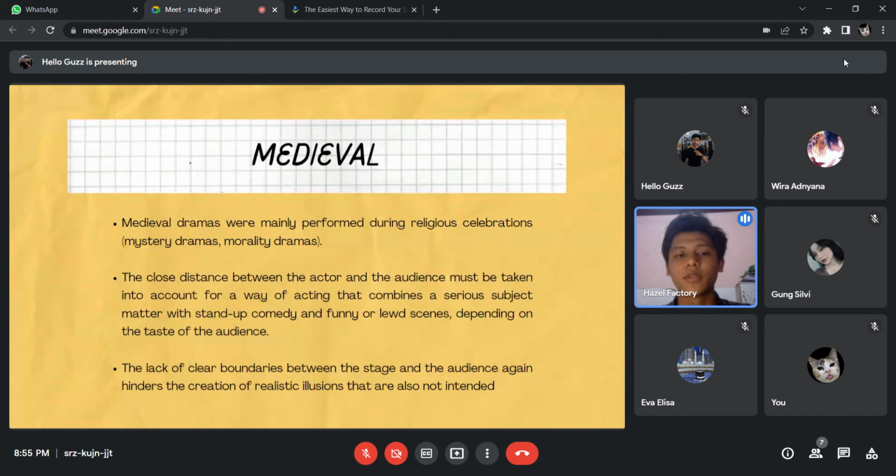Medieval. Medieval dramas were mainly performed during religious celebrations: mystery dramas and morality dramas. The close distance between the actor and the audience must be taken into account for a way of acting that combines a serious subject matter with stand-up comedy and funny or light scenes, depending on the taste of the audience. The lack of clear boundaries between the stage and the audience again hinders the creation of realistic illusion, which is also not intended.